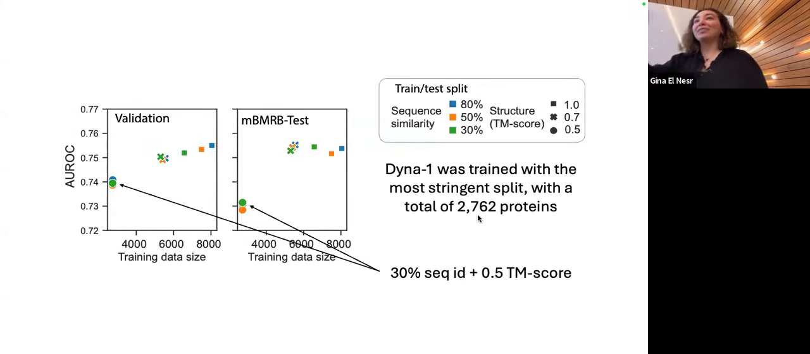And so we went back and we took layer 22 and then we did all the ablations. And so 80%, 50%, 30%, and then different structural cutoffs. And so our final model is at the 30% sequence identity and 0.5 TM score. And I want to note really that this final model is trained on just 2,000 proteins. And so the model representation here is carrying a lot of weight.